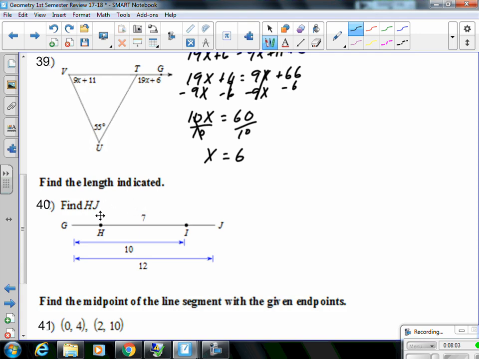Find the length indicated. So we're finding the length of H to J, which we know from G to I is 10. G to J is 12. So the difference there, 12 minus 10 is 2. So IJ is 2. And G to H would be 10 minus 7, which is 3. So H to J, though, is 7 plus 2. It's going to equal 9.